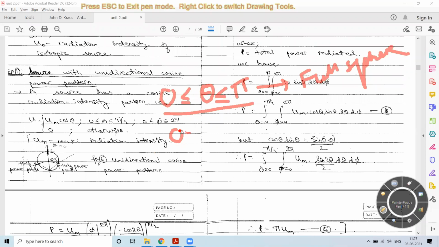And if we consider the hemisphere, in which the variation of theta will be in the range of 0 to pi by 2, this is 0 to 180 degrees, and this will be 0 to 90 degrees. So this will give you a half sphere or semisphere, the hemisphere. So now, when do I consider this condition and when do I consider that condition?